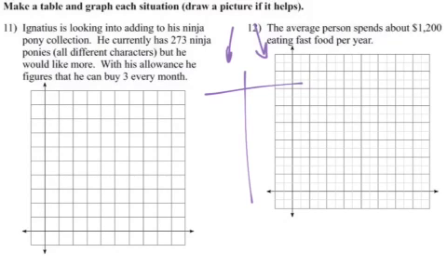So Ignatius is looking into adding to his Ninja Pony collection. He currently has 273 Ninja Ponies, all different characters, but he would like more. With his allowance, he figures that he can buy 3 every month. Okay? So think about this problem.